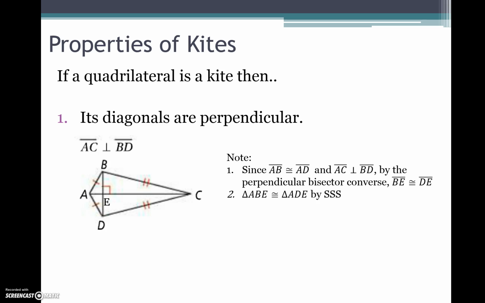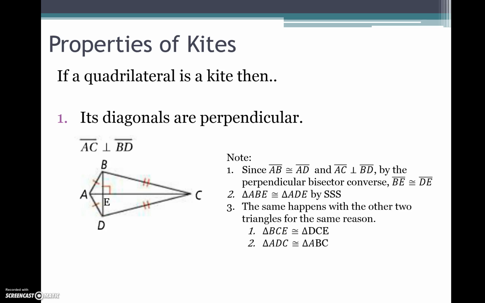From that, we now know that triangle ABE is congruent to triangle ADE by side, side, side. This is very important for us to remember. If we were to find information about triangle ABE, it's going to match for triangle ADE. The same thing is going to happen with the longer triangles on the right. Triangle BEC is going to be congruent to triangle DEC. And finally, the main triangle ADC is going to be congruent to triangle ABC.